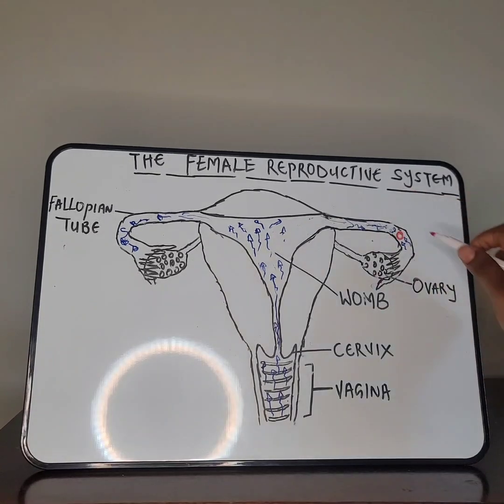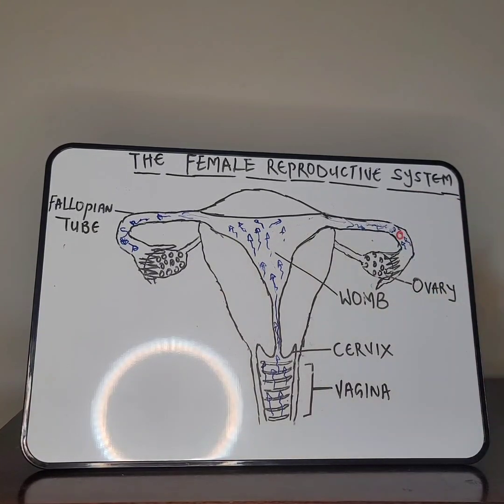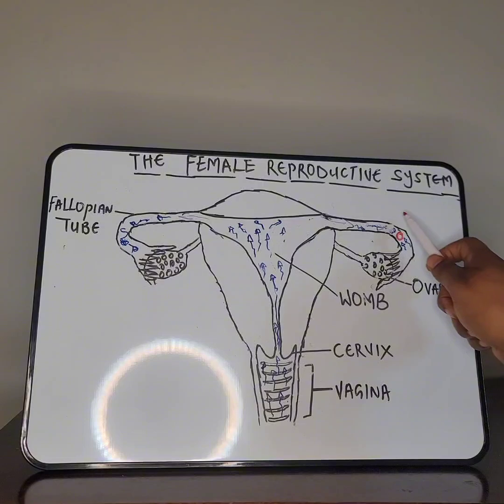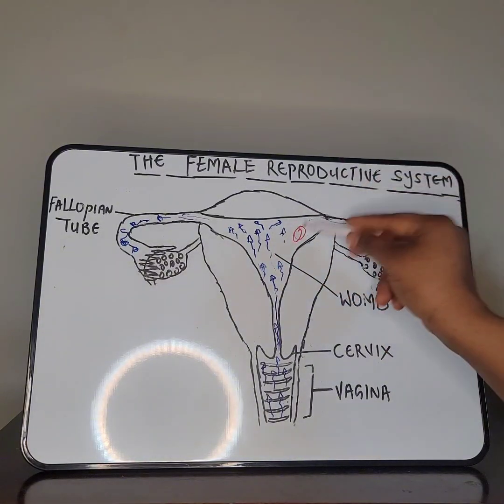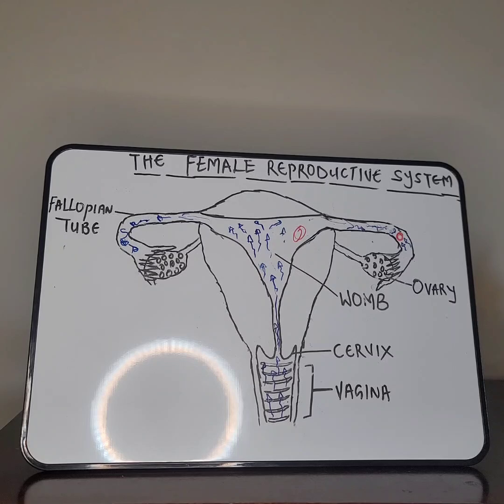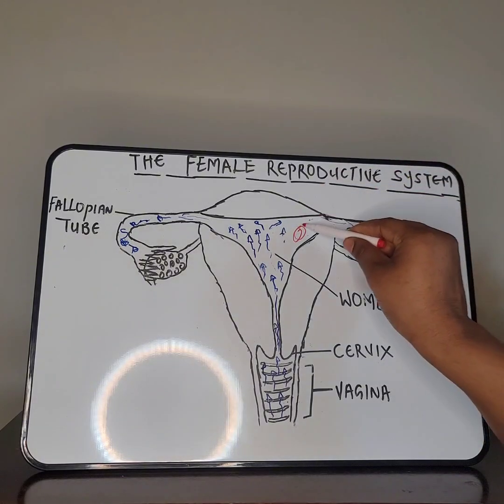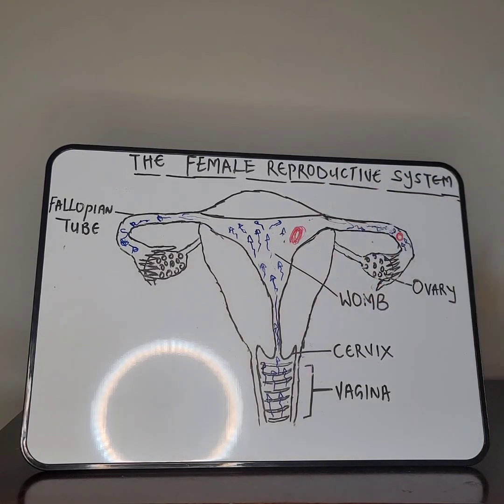So let's go back to the fertilized egg. The moment this egg has been fertilized, it will start making its journey through the fallopian tube to the womb. And the moment it gets to the womb, the process of implantation will start. It will bury itself inside the womb where it is going to grow into a beautiful baby.